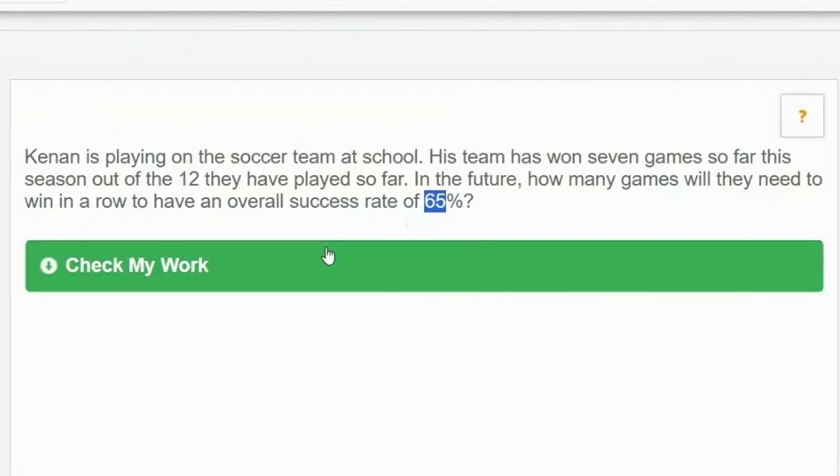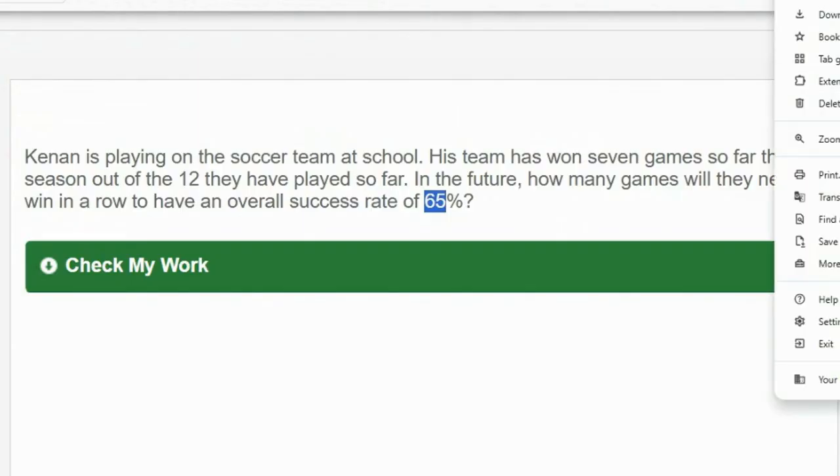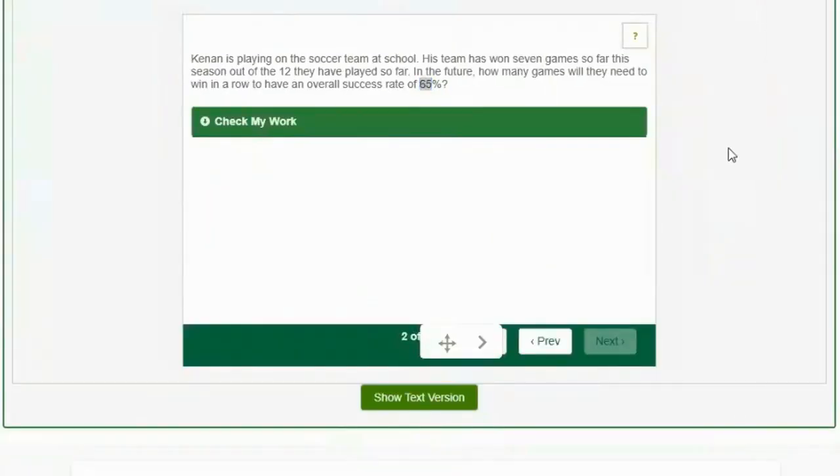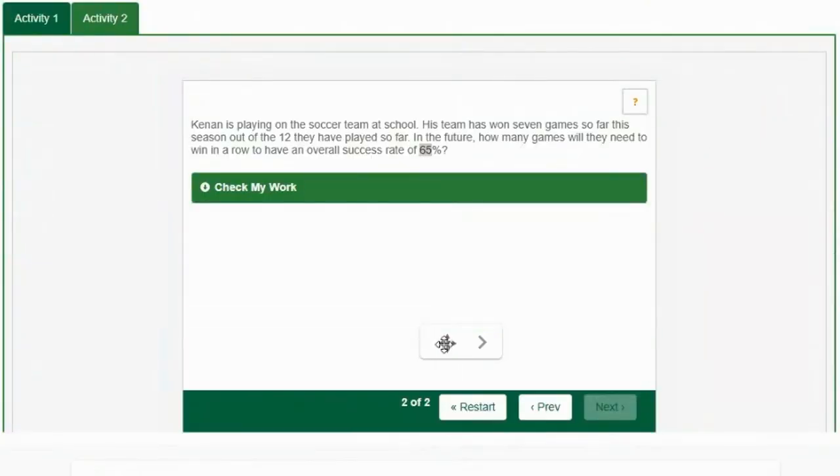And all you have to do is just set it up. They just want you to set it up right. Right? All right. That is all of that.